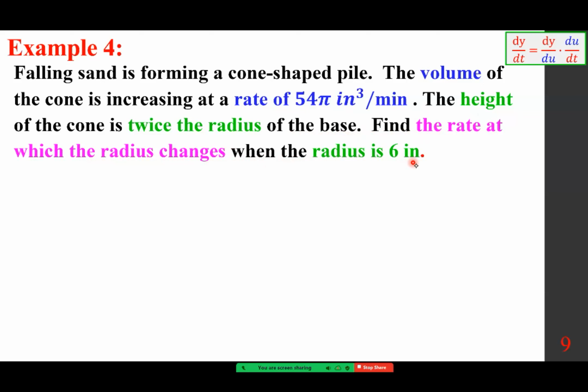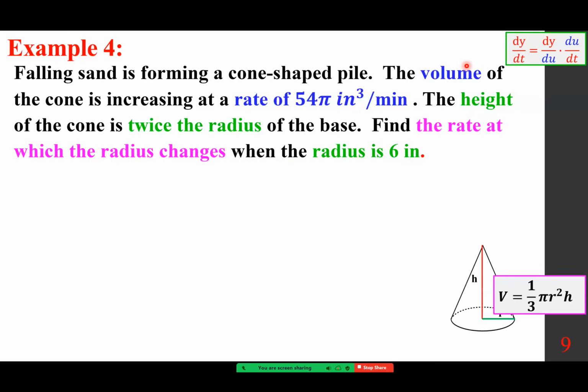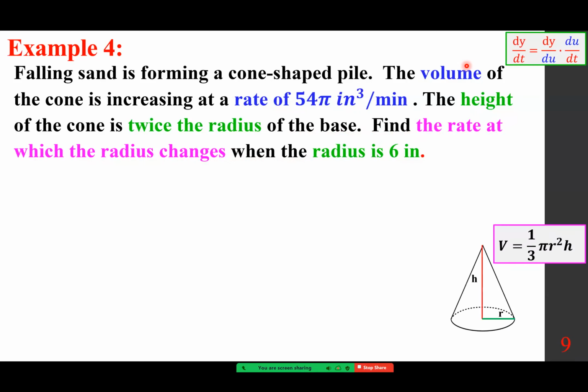All right. So first and foremost, what is a cone? Looks like that. The volume of a cone is 1/3 pi r squared h. So we should know the shape, and we should know this formula. The volume is 1/3 pi r squared h.